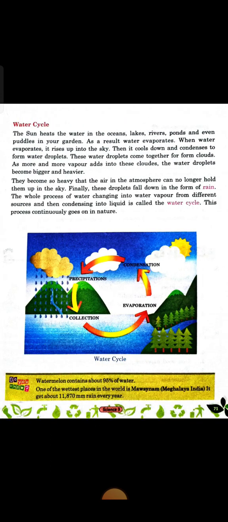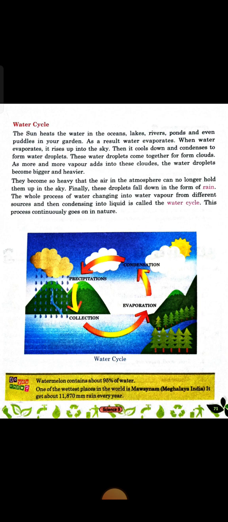Now we will learn about the water cycle. The sun heats the water in the oceans, lakes, rivers, ponds, and even puddles in your garden. As a result, water evaporates. When water evaporates, it rises up into the sky. Then it cools down and condenses to form water droplets. These water droplets come together to form clouds.